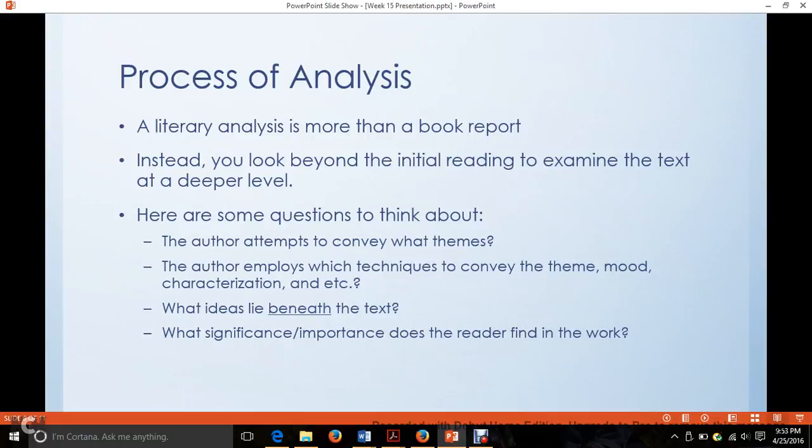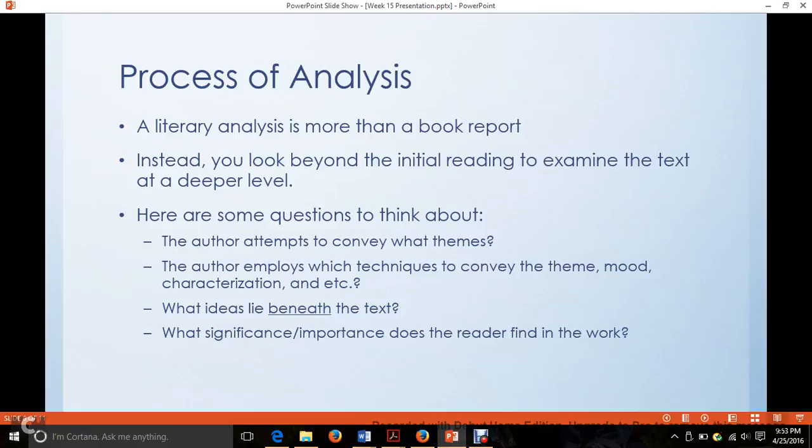So let's talk about analysis real quick, because these papers are going to be an analysis based on the question that you choose from Writing Effectively. So a literary analysis is basically what you're going to be doing, and this is more than a book report. If you remember book reports that you did in elementary and middle school, you read a book and then you summarized the book, and sometimes you would share if you liked it or not, or recommend it to others to read. This is not what an analysis is.